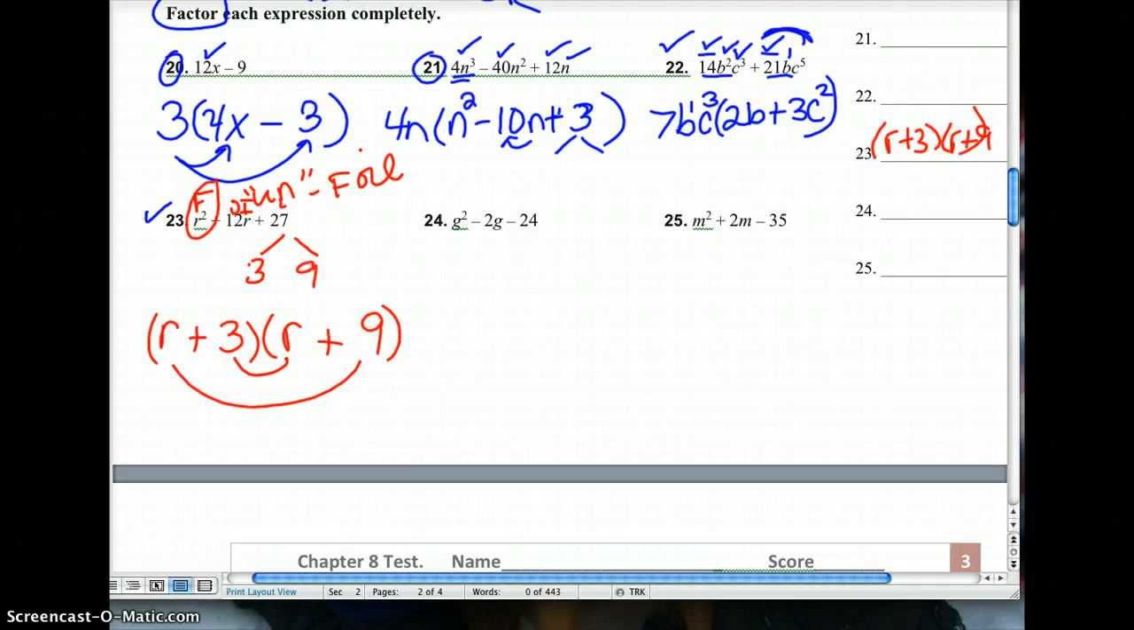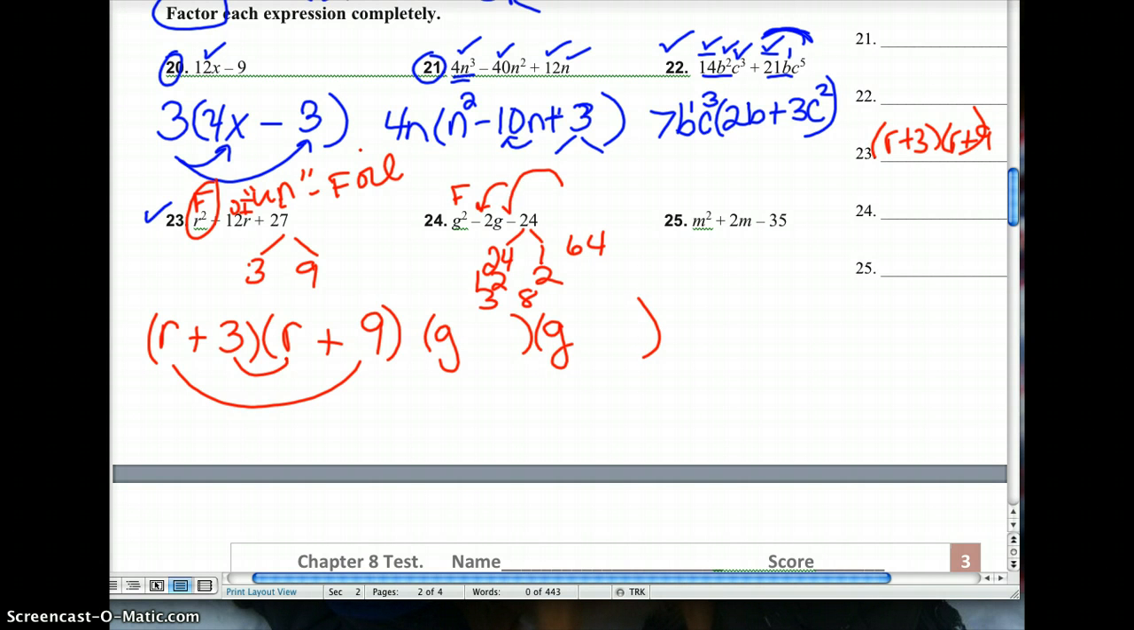On to number 24. Again, the only way I can get the first terms is by multiplying g times g. So when I unfoil, I know my first terms are locked in there as a pair of g's. But there's multiple ways I can get the 24. With 24 and 1, 12 and 2, 3 and 8, or 6 and 4. Remember, I need to select the pair that adds up to negative 2. We did a lot of sign analysis in here, and what I know is that if I multiply to equal negative 24, one of my two terms has to be negative.